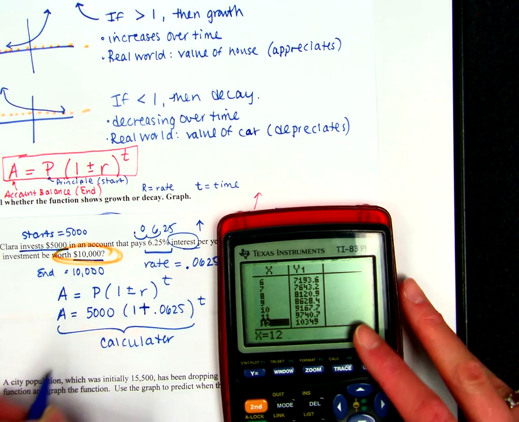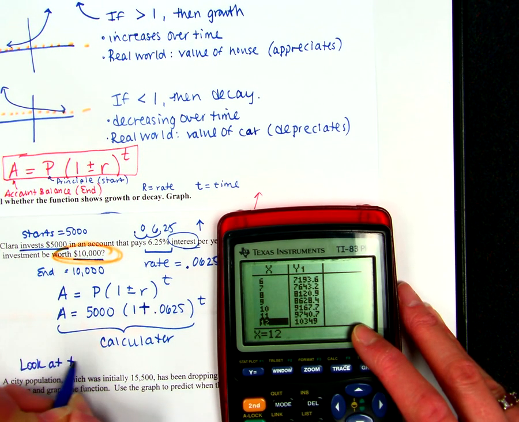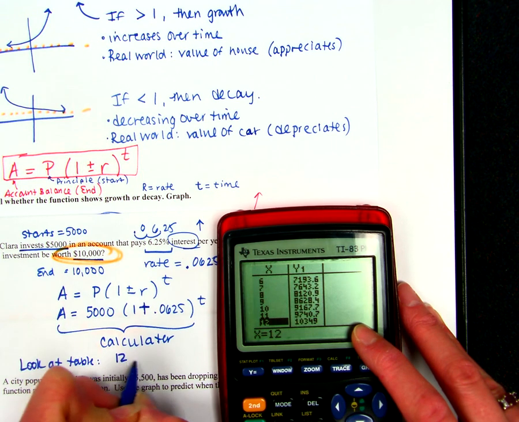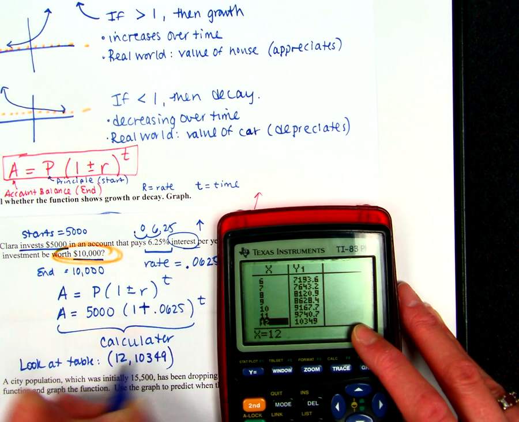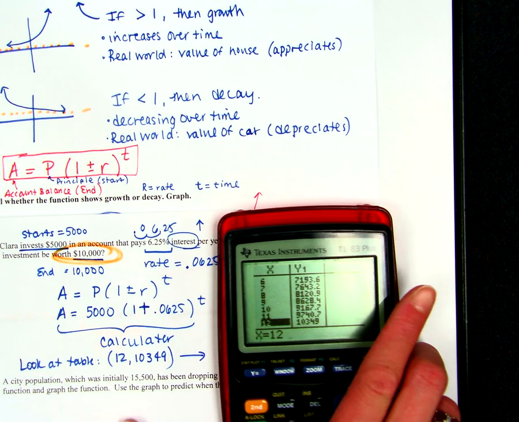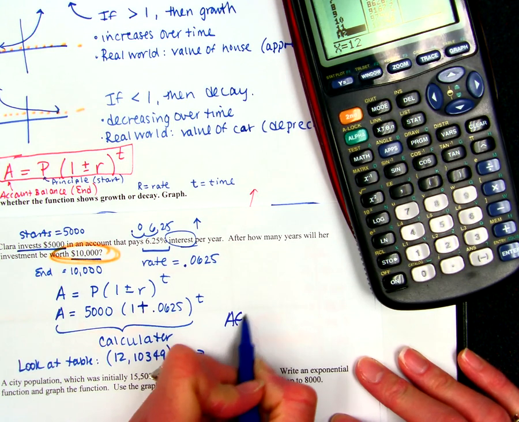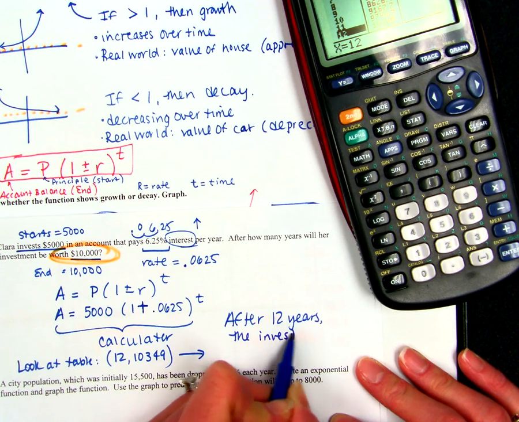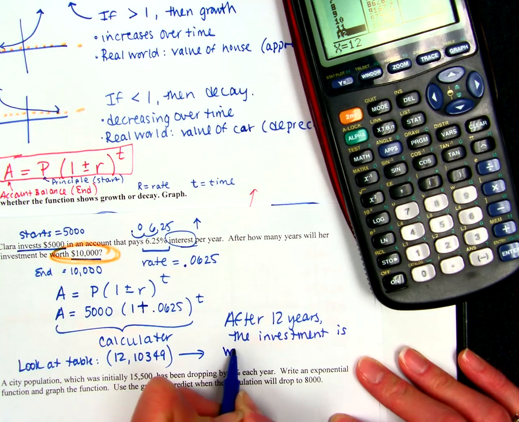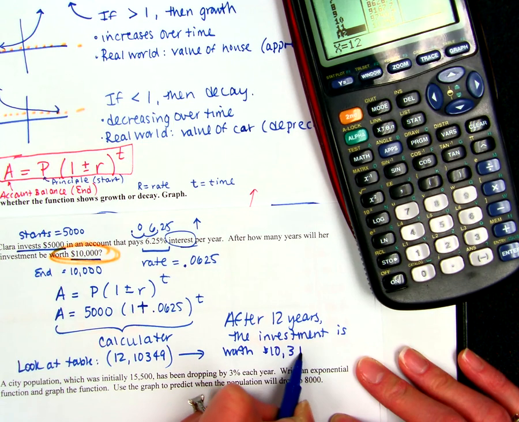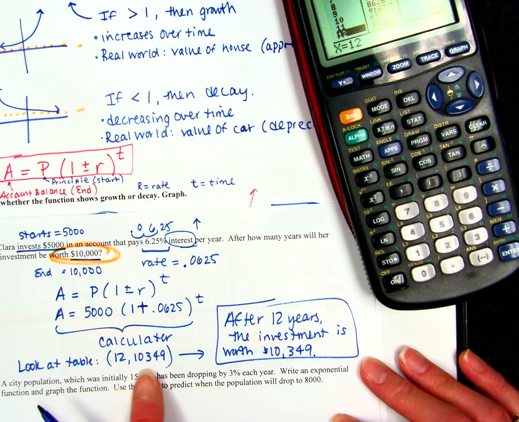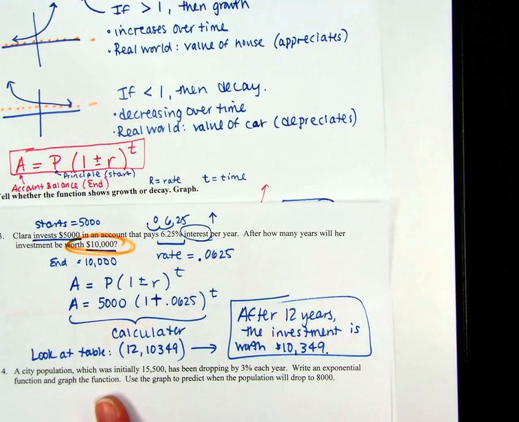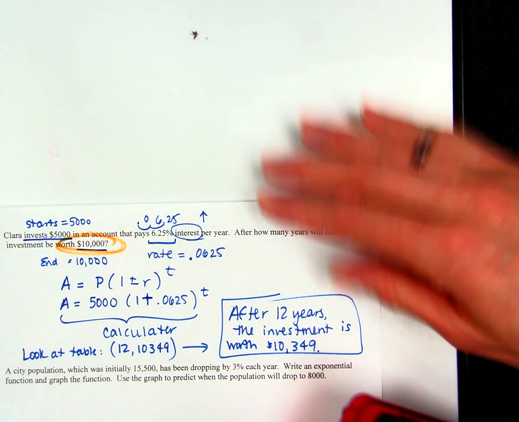So what we're going to say is, looking at our table, we got 12, 10,349. So this answers my question. All I need to do is write a sentence now. So after 12 years, the investment is worth $10,349. Okay, so we're looking for a number that is at least 10,000. You probably won't ever get exactly 10,000. We're looking for 10,000 or more. Okay, so we're going to do the same thing with problem number 4 and problem number 5.